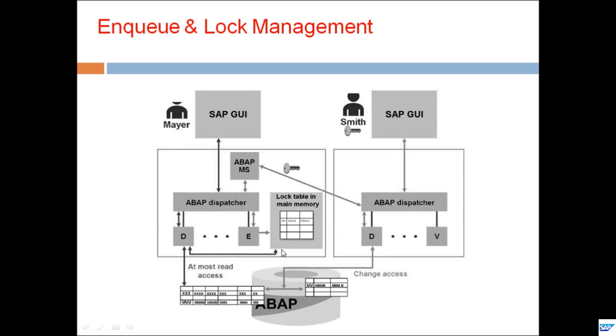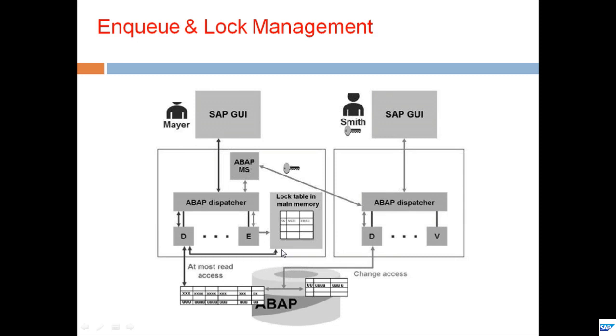So when the lock is requested, what happens? The system checks whether the requested lock conflicts with existing entries in the lock table or not. If the lock table already contains corresponding entries, the lock request is refused. So the application program can then inform the user that the requested operation cannot currently be executed because it is occupied by some other user.